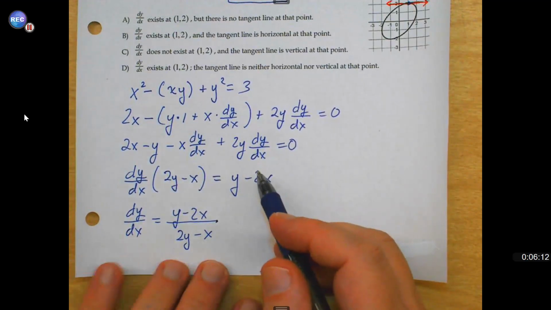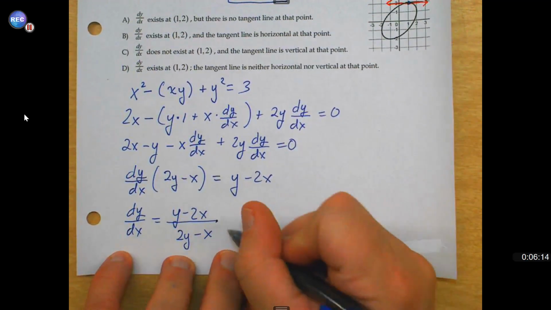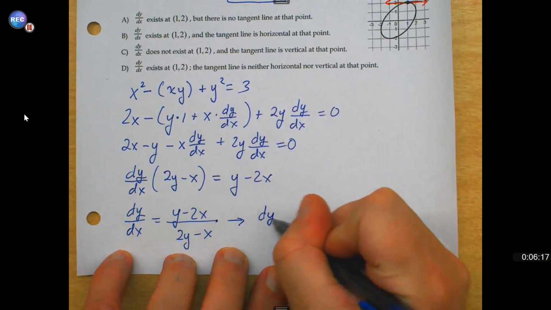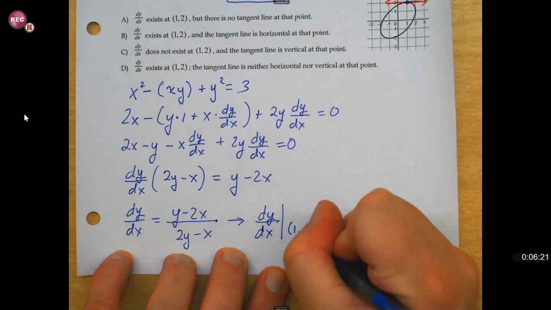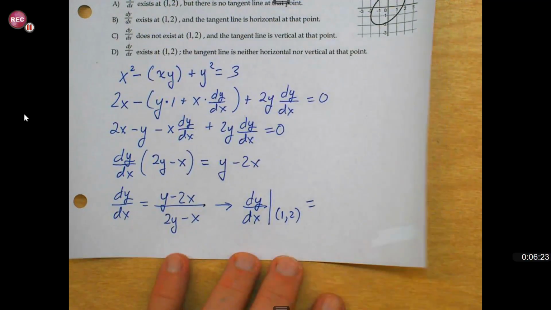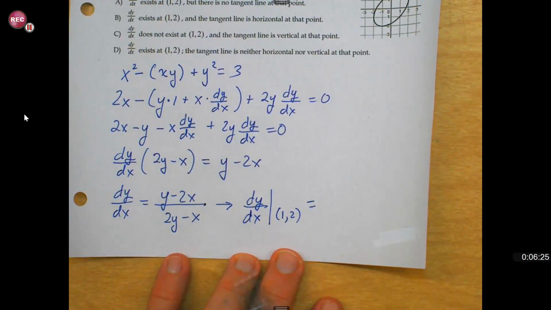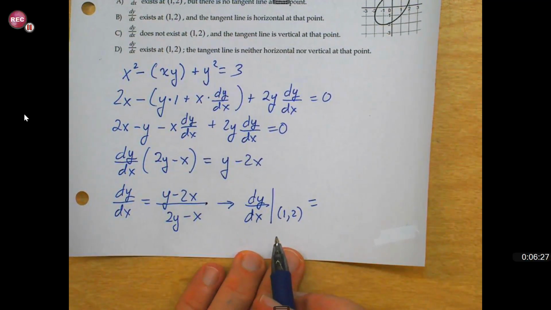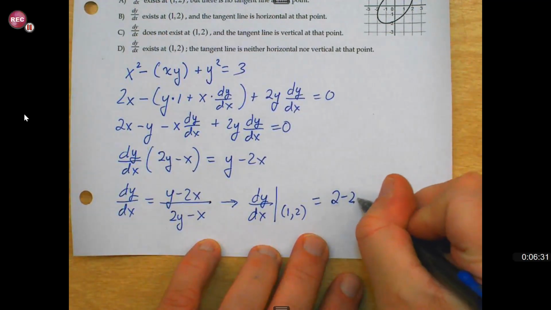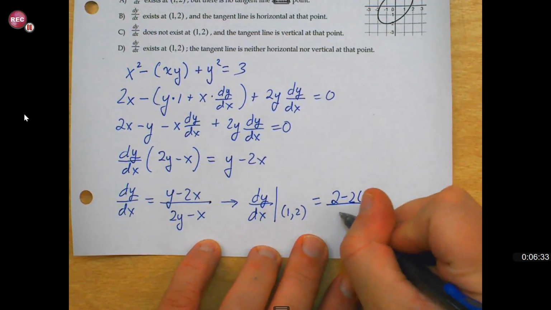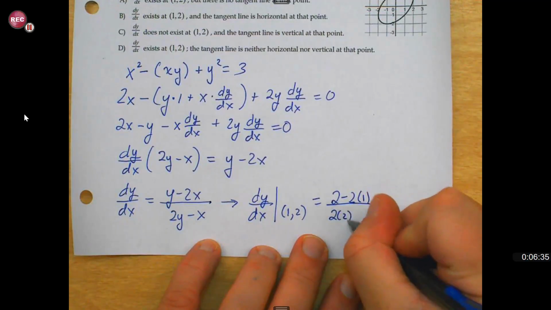So now that we have our equation for the first derivative, we can evaluate it at the point 1 comma 2. So you could just write that notation this way. And every place we see an x, we'll put a 1. Every place we see a y, we put a 2. All right, so that would give me 2 minus 2 times 1 over 2 times 2 minus 1.